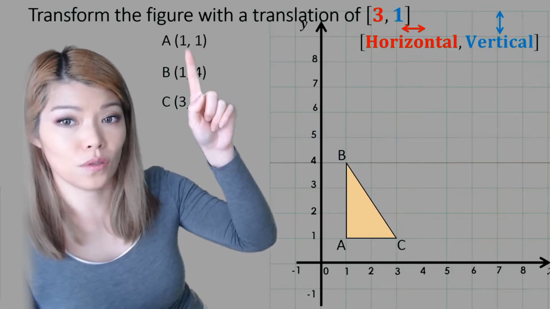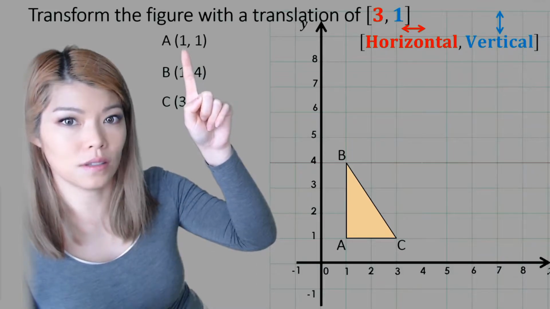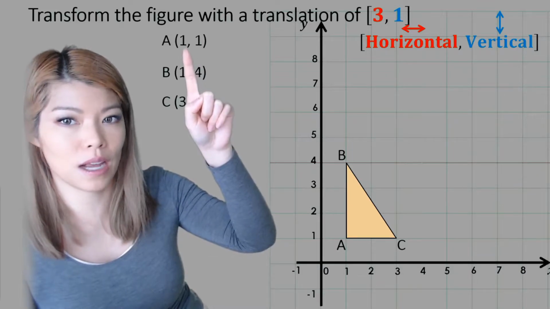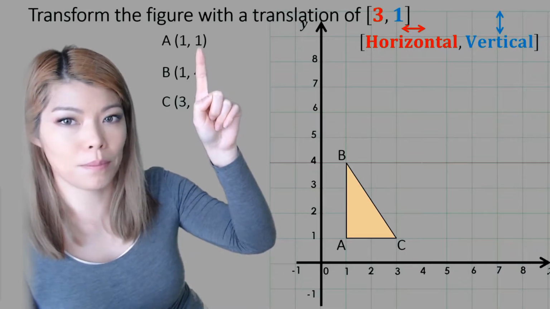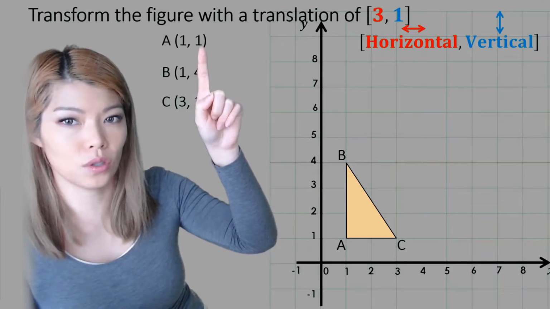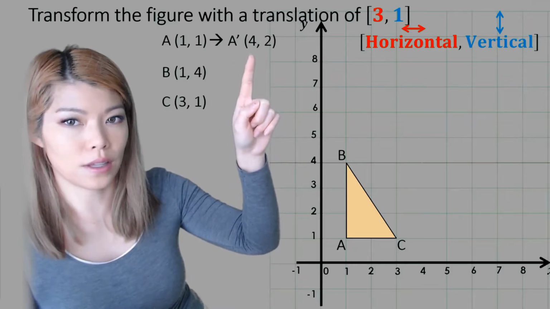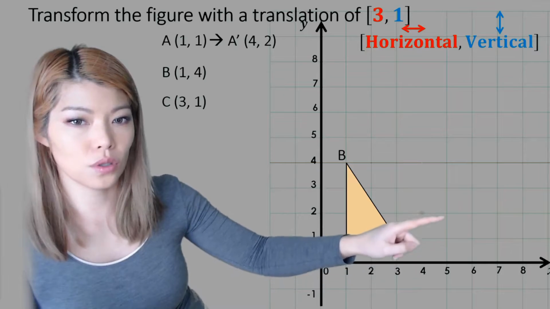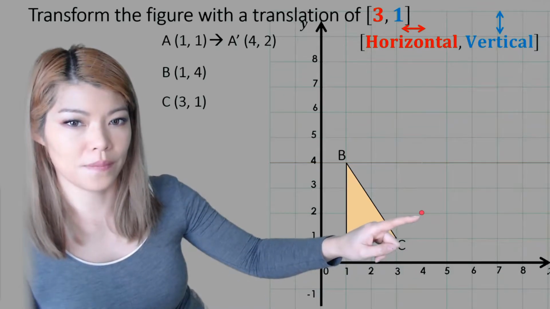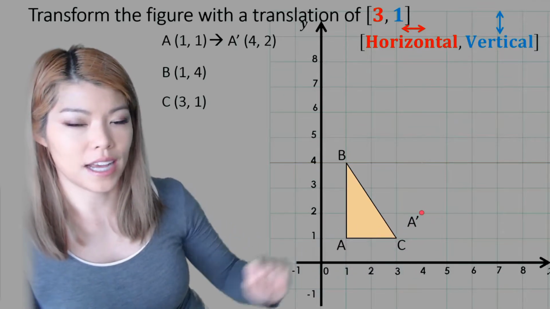So we need to move the 1 x value by 3 to the right. So add 3, becomes 4. And we need to move the 1 y value up by 1. So 1 plus 1 is 2. So our new A value is going to be 4, 2. So find 4, 2, over there, and label it as A dash.